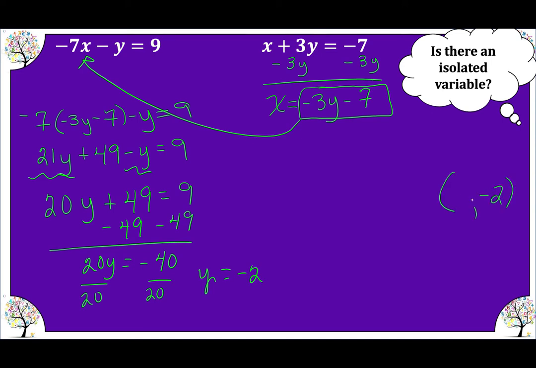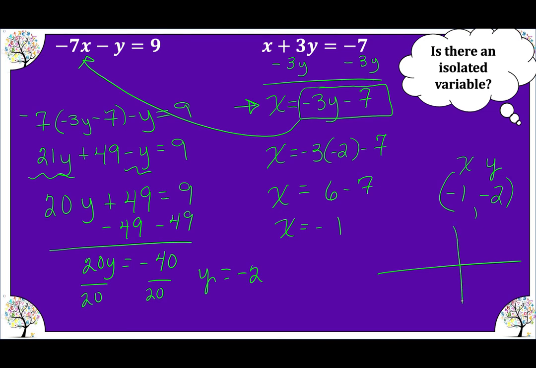Again, make sure you put it in the right spot, x comma y. Now I'm just going to come up here into this equation and substitute in -2 for y to get the x coordinate. So a negative times negative is positive, and our x coordinate is -1. So these two lines, the system, intersect in quadrant 3. Our solution is -1, -2.